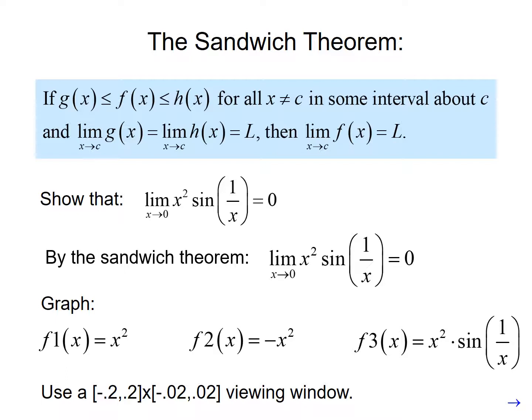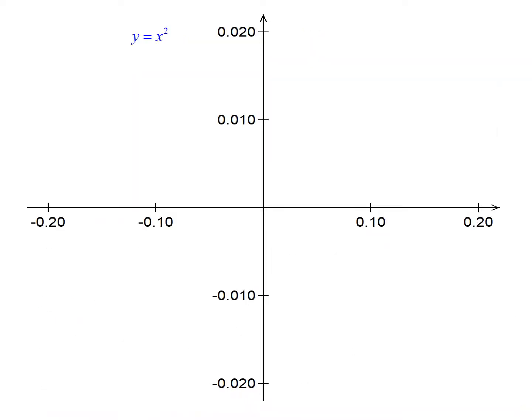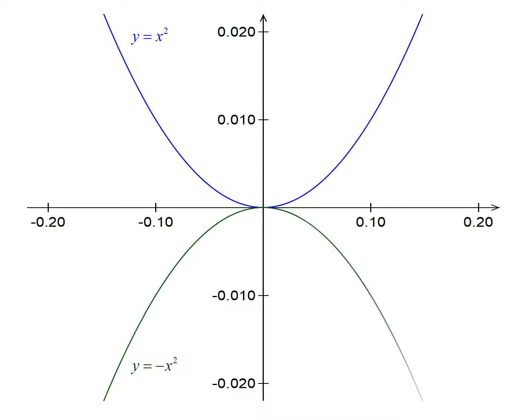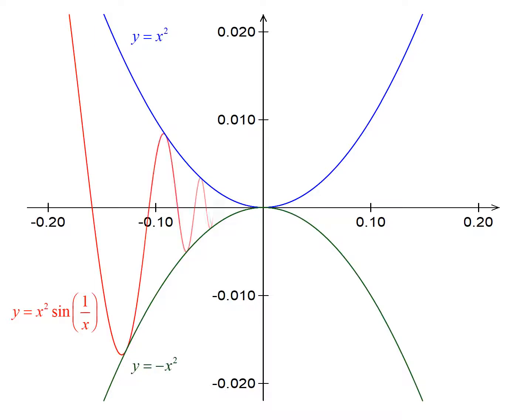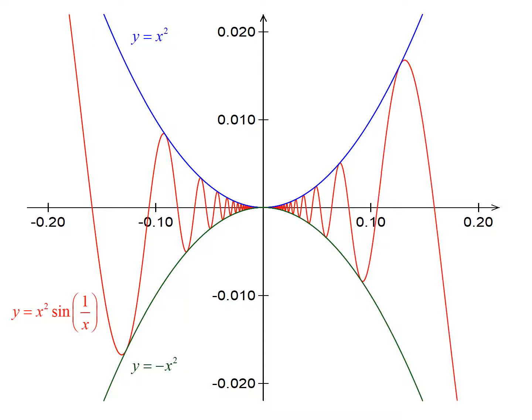Now let's put that into our calculators and see what we end up with here. So we're going to graph x squared, -x squared, and the function we're trying to figure out. You can see the graph of x squared, the graph of -x squared. This is pretty cool right here. Watch x squared sine of 1 over x, always between these two, and it gets squeezed through or sandwiched through, and we can see clearly from this that the y value is approaching 0.